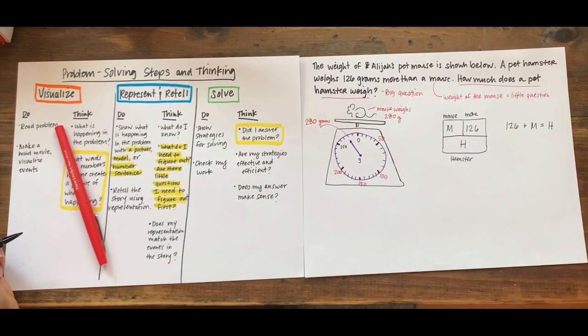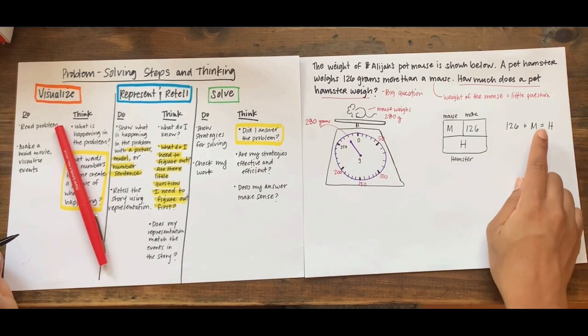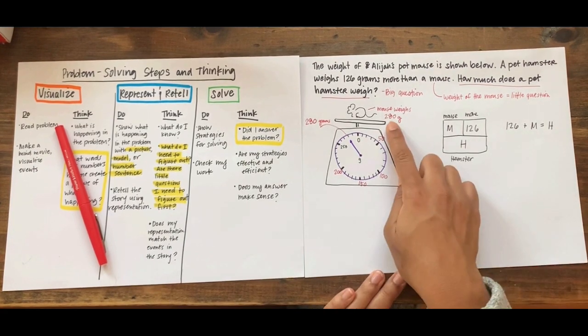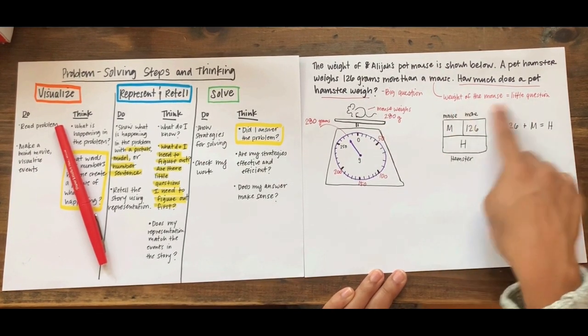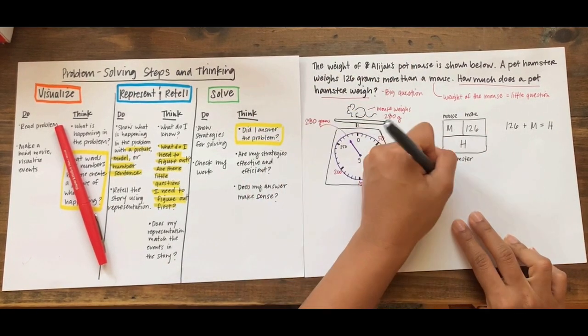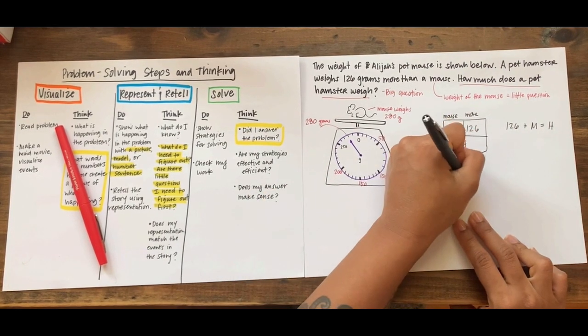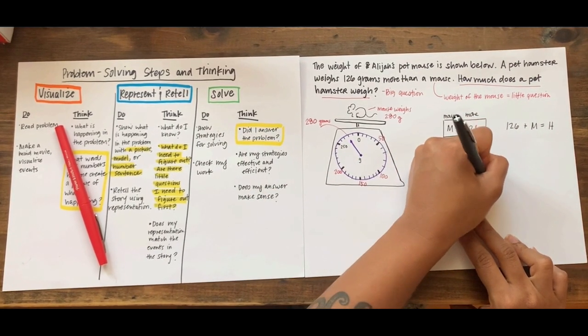How did you solve 126 plus M equals H? Say your answer out loud. Nice work. I heard you say that first we need to add the mouse's weight into our equation because that was the little question that we found out first. 126 plus M, 280, is going to give us the weight of the hamster.